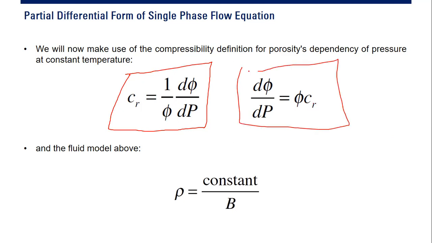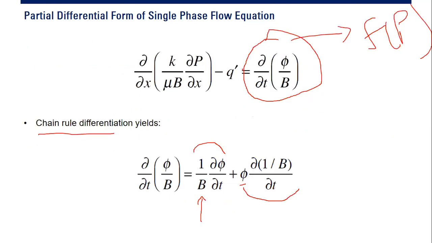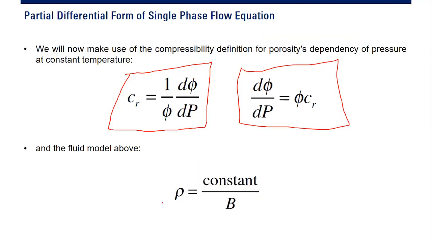Ya, kalau saya mengubah-ubah sehingga d porosity turunan dari porosity as a function of dp equals porosity multiplied dikali dengan rock compressibility. Okay, and we remember because we have B here, so I want to express B first by using density. Yeah, so density equals something constant divided by formation volume factor.